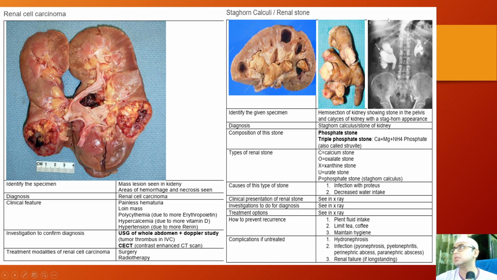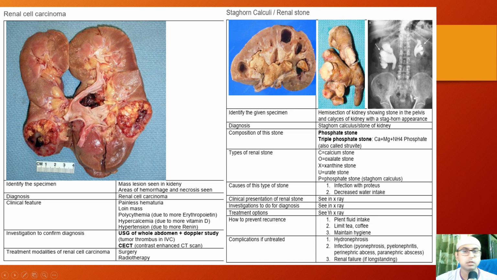So you can see this is the X-ray KUB. And you can see the dye is seen through here. So you can see the staghorn-like calculi present. Also KUB X-ray shows hyperopacity in both sides or a single side of the lumbar vertebrae. So this X-ray is very important for stone detection.